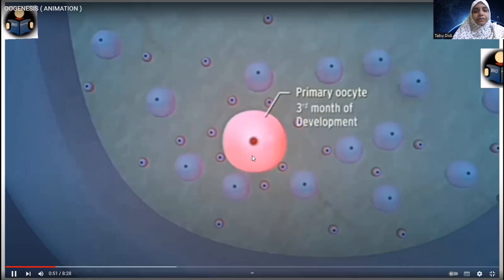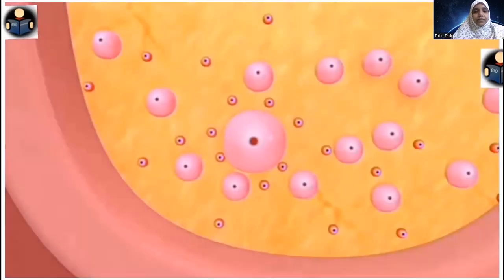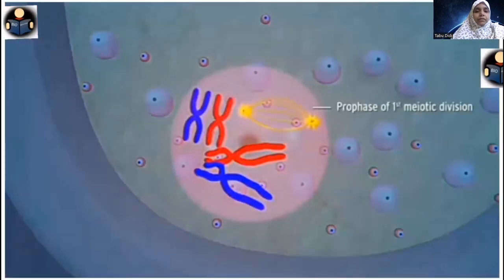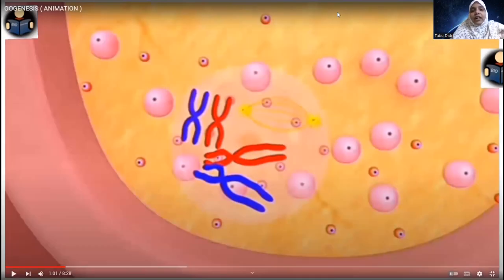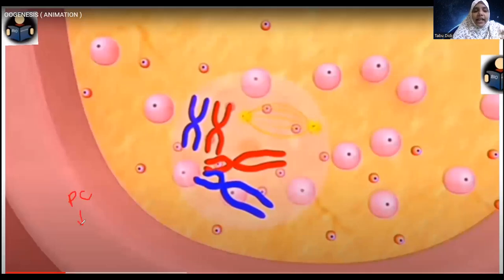Around the third month of development, this primary oocyte enters into the prophase of first meiotic division. Now, we started from what? Primordial egg cells. Then they underwent mitotic division to form oogonia. I will write mitotic. Oogonia further developed into primary oocyte. Okay, this primary oocyte will now undergo meiotic division. Does it make sense?